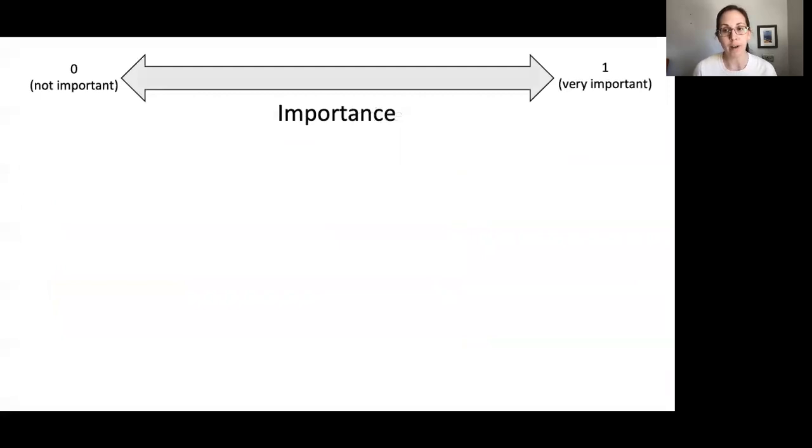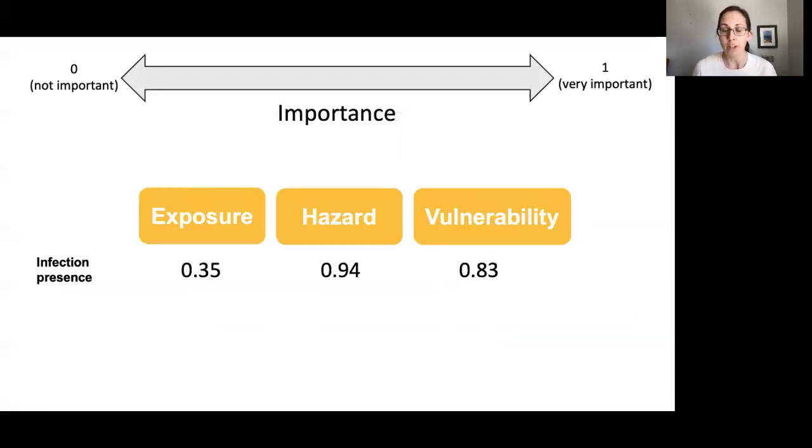This process generated values of relative importance, which ranged from 0 to 1. For infection presence, hazard was the most important component of risk, with vulnerability a close second. And exposure was in all of the best fitting models of infection intensity, and so it was the most important component of this outcome.